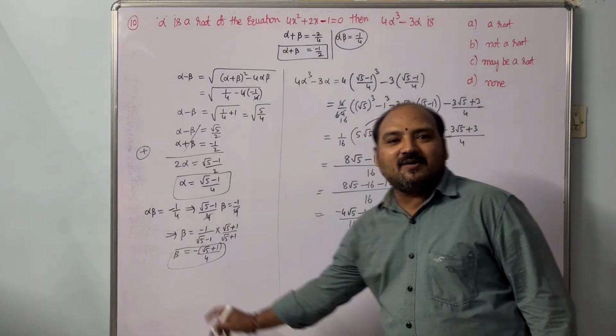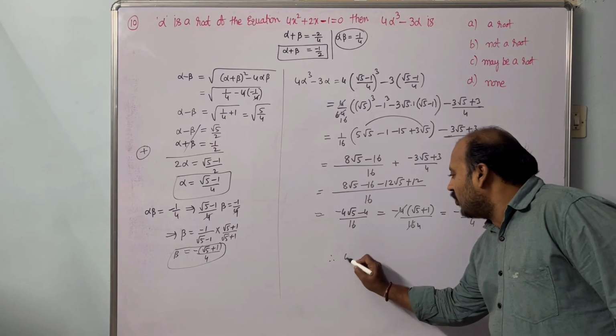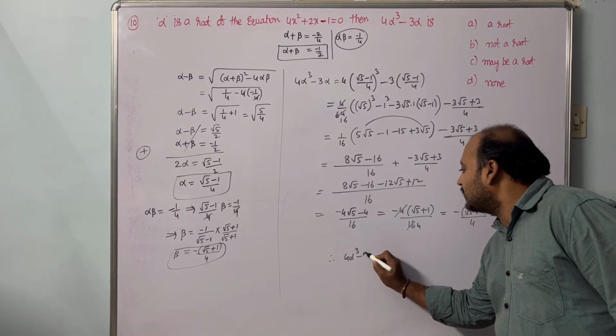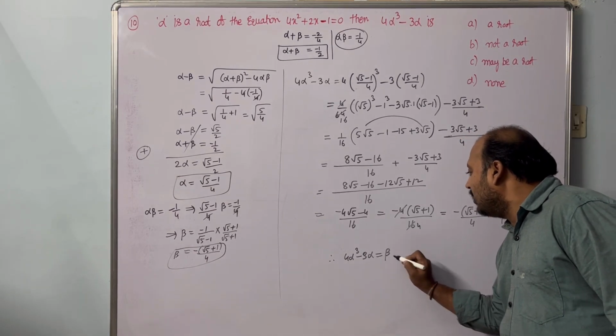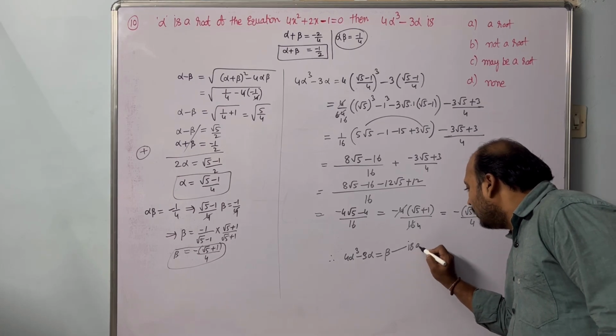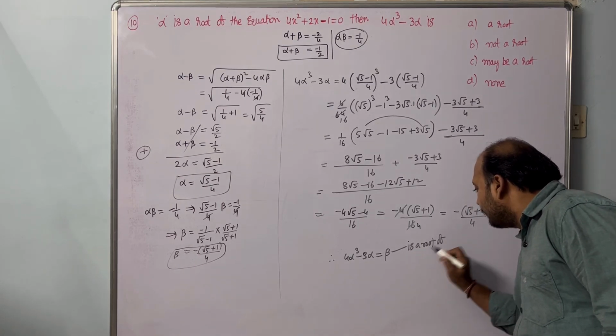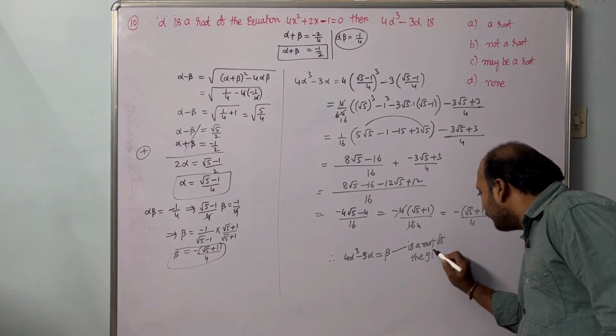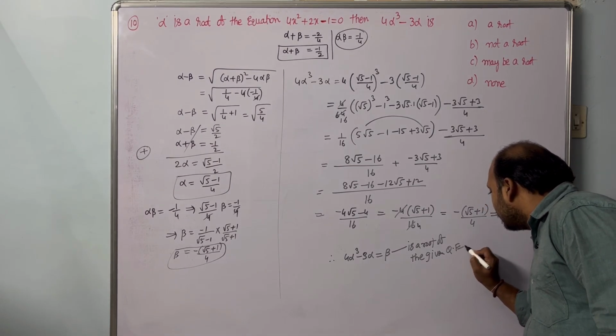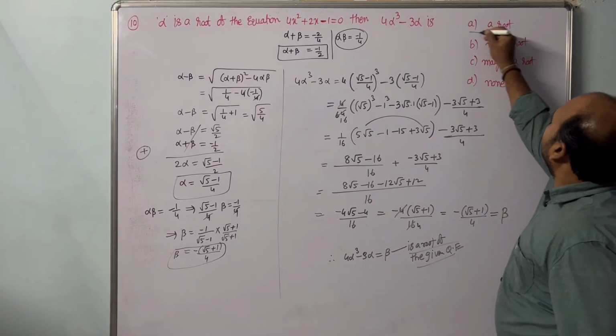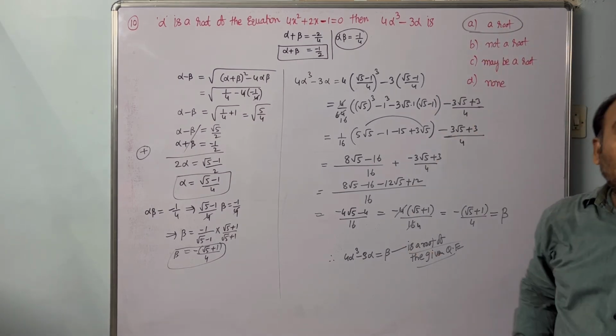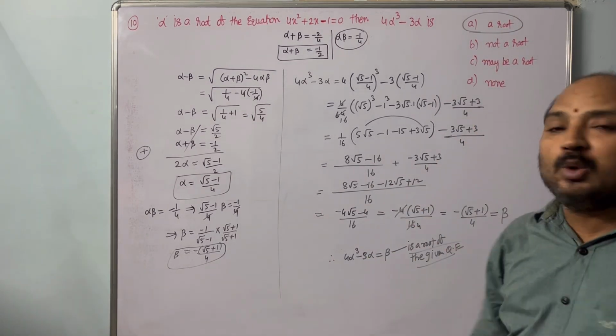I got it here, beta. Therefore, 4 alpha cube minus 3 alpha is equal to beta. Beta is a root of this given quadratic equation. So it is a root. So our answer is that 4 alpha cube minus 3 alpha is a root.